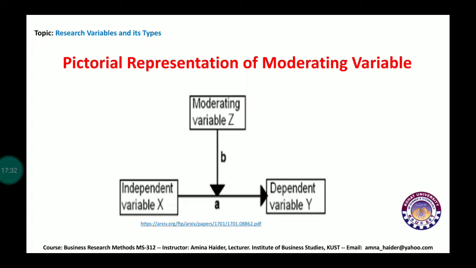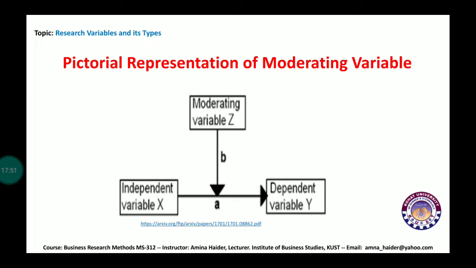In this pictorial representation, we see the relationship between a dependent variable and an independent variable that is modified by including a third variable, that is the moderating variable. We will explain it through an example.